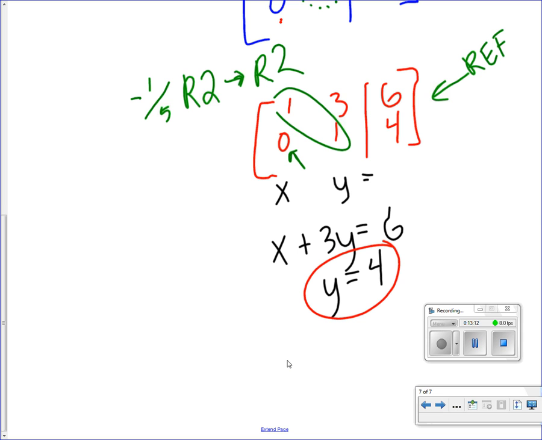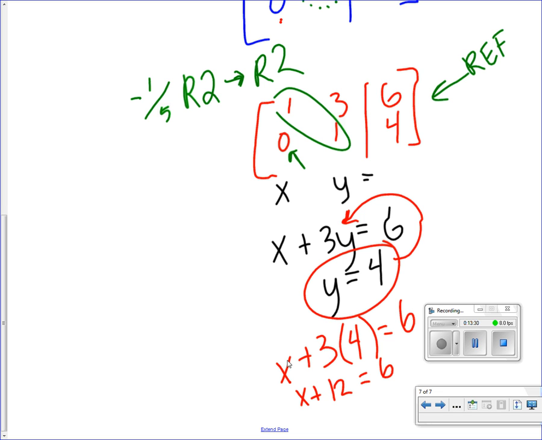So in step 4, I'm now going to use back substitution. That just means I'm going to back up a row, and I'm going to substitute the value. So I know that y is equal to 4. So I'm going to take the first equation, and I'm going to substitute y with the number 4. And this will be how I solve for x.